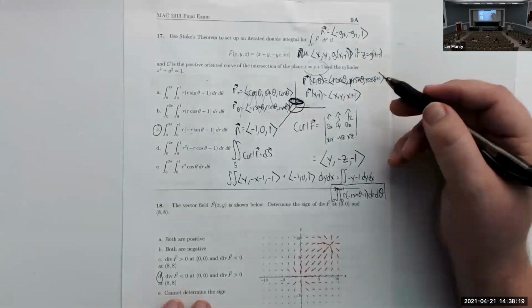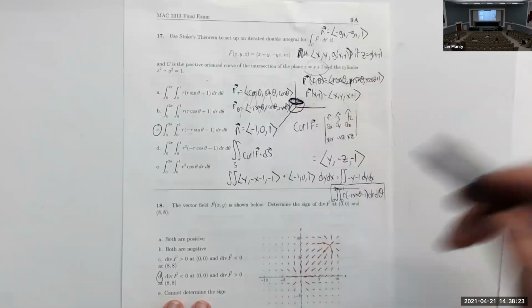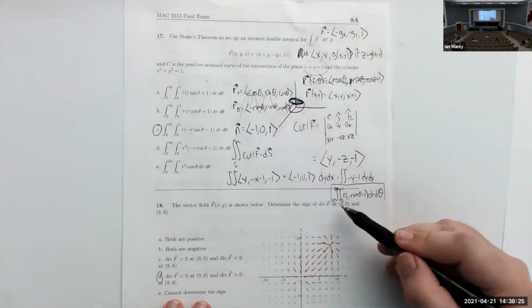Why do we not use the equation for the cylinder at all? Well, we sort of did. We used the fact that it's bounded within the cylinder right here to get our polar bounds right there.